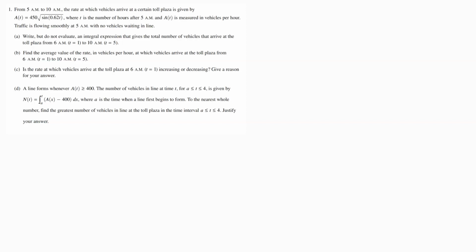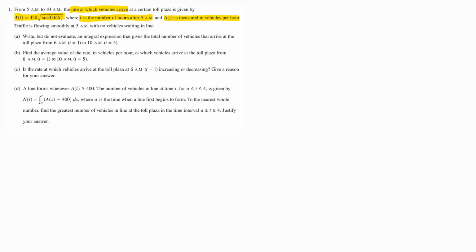Each free response question is worth 9 points, and we want all 9 of those points when we get done with it. So this problem is telling us that from 5 a.m. to 10 a.m., the rate at which vehicles arrive at a certain toll plaza is given by this formula right here, where t is the number of hours after 5 a.m., and A of t is the vehicles per hour. And then they're telling us some crazy stuff about the traffic flowing smoothly, which I guess just puts us in a good mood. So from there, let's see what they want us to do.